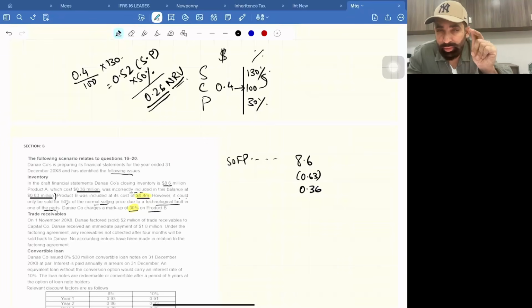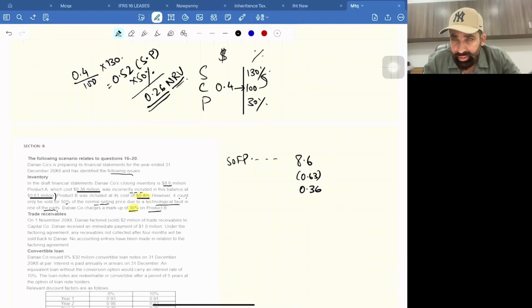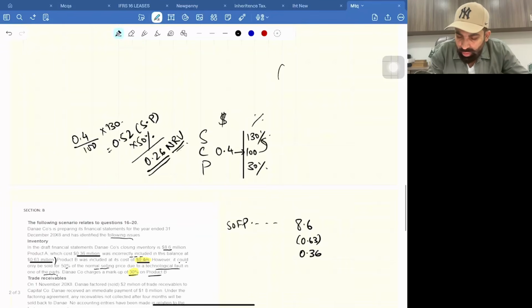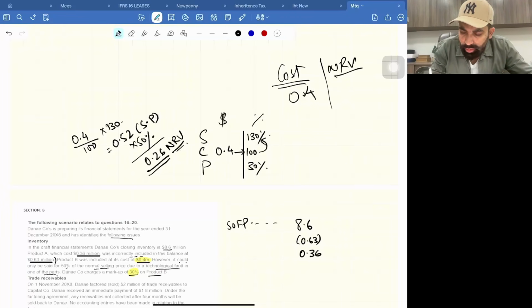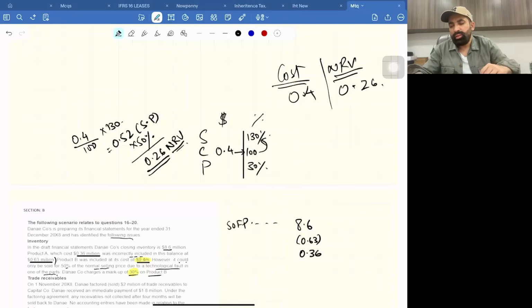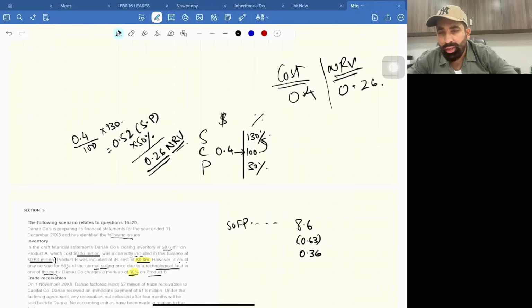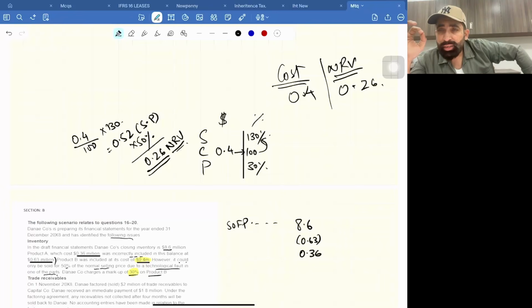Now you have calculated the NRV. So IAS 2 says keep two things. On one side write cost. The original cost is 0.4 and the NRV is 0.26. Now you tell me. You remember the dialogue: inventory should be recorded at the lower of cost or NRV. So now what is the mistake?